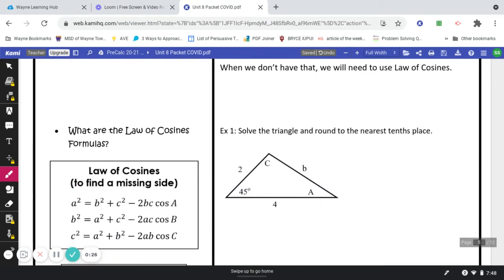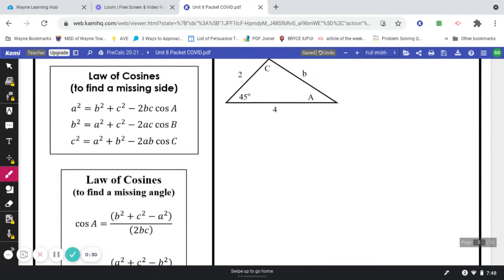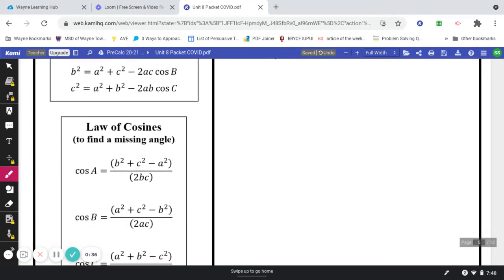All right, so you've got a lot of formulas for the law of cosines, depending on what you're trying to find. So if you're trying to find a missing side, you use this for the lowercase a, b, c. Then if you're trying to find a missing angle, you use these three formulas for capital A, B, and C for your angles.